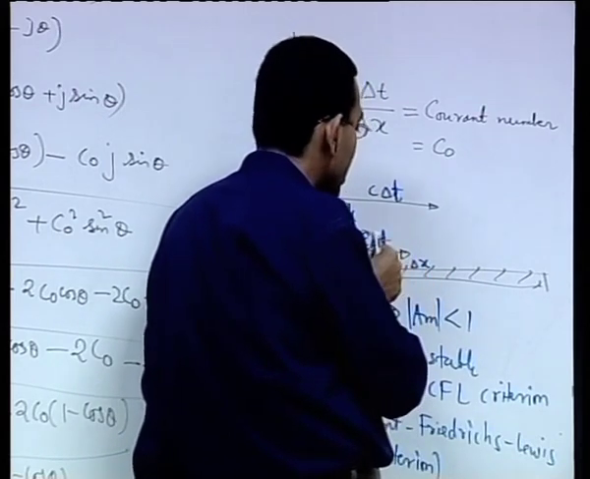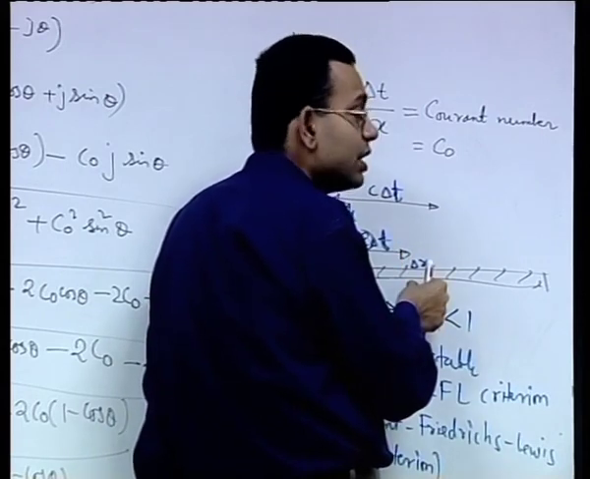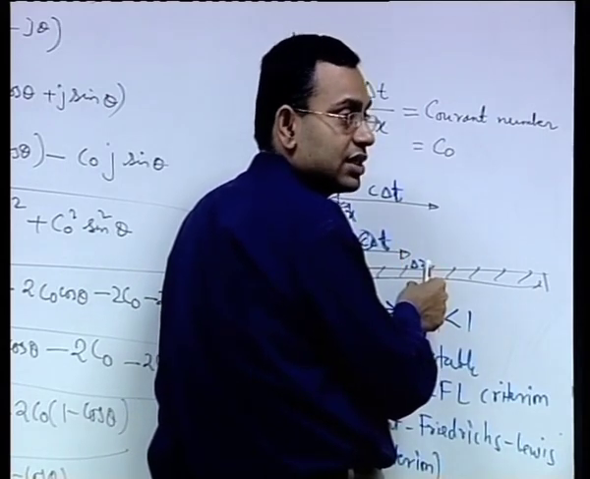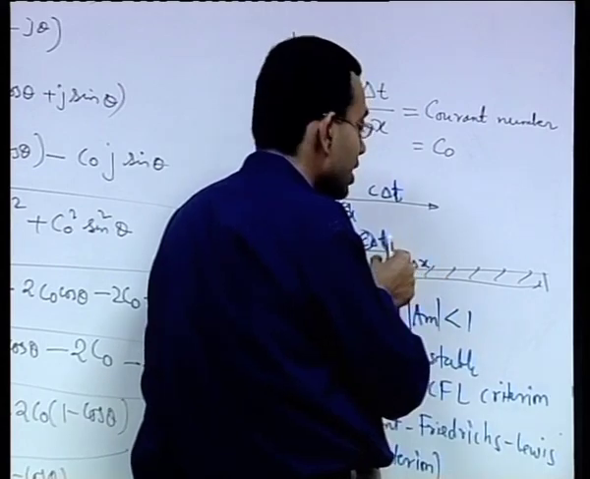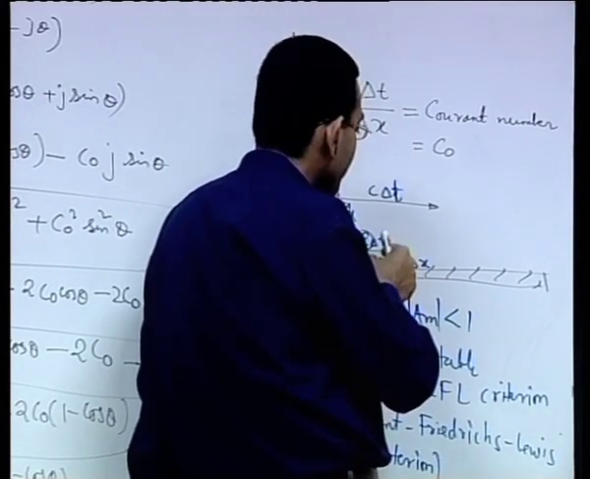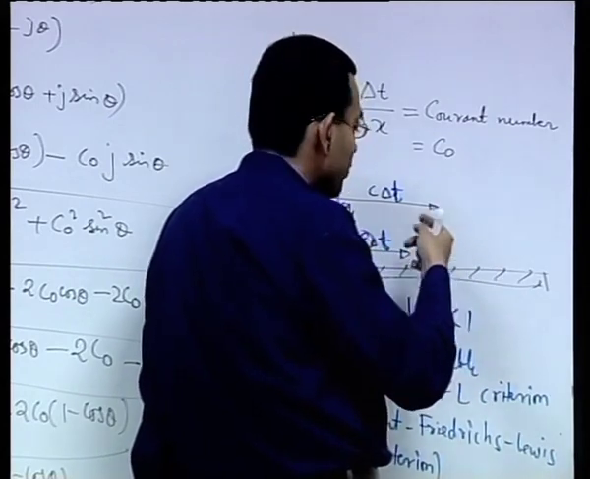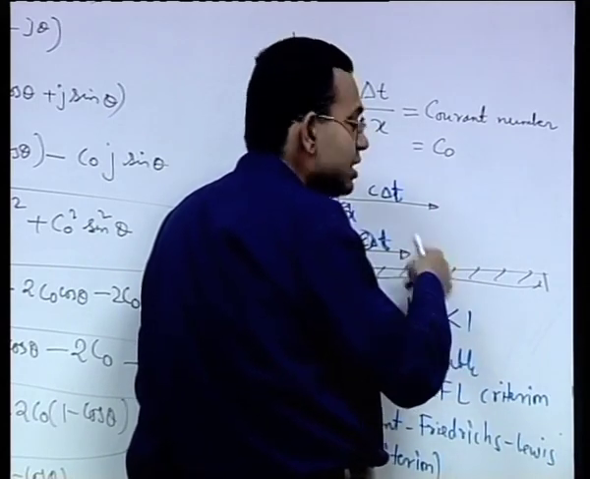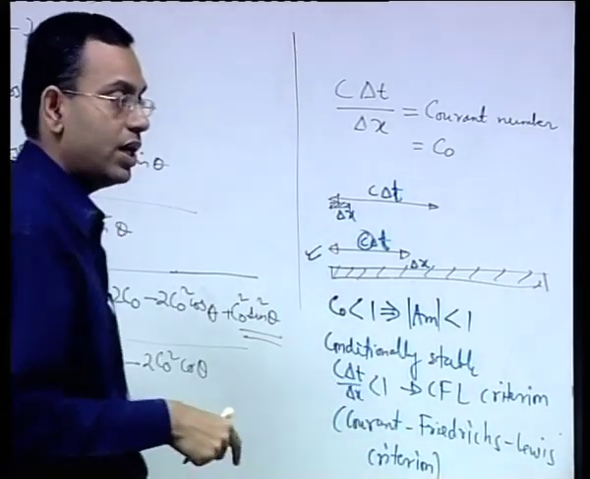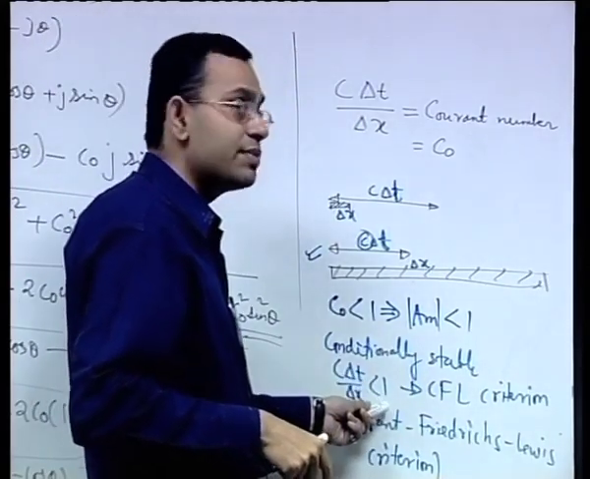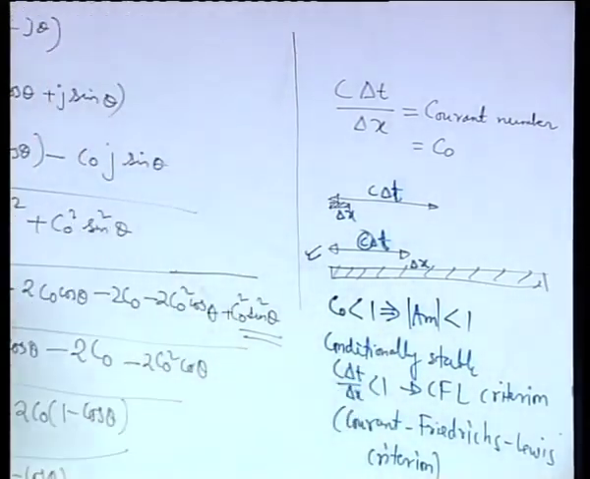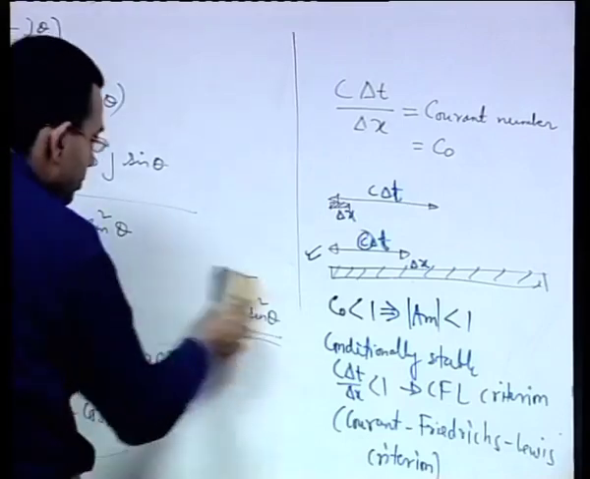So, if C is large, you have to accommodate it with a proportionately large delta x for a given delta t. So, if you increase delta t, you have to increase the corresponding delta x, if you decrease delta t, you can decrease delta x commensurately, but the ratio should always be less than 1 for stability. Okay. We will consider one more scheme.